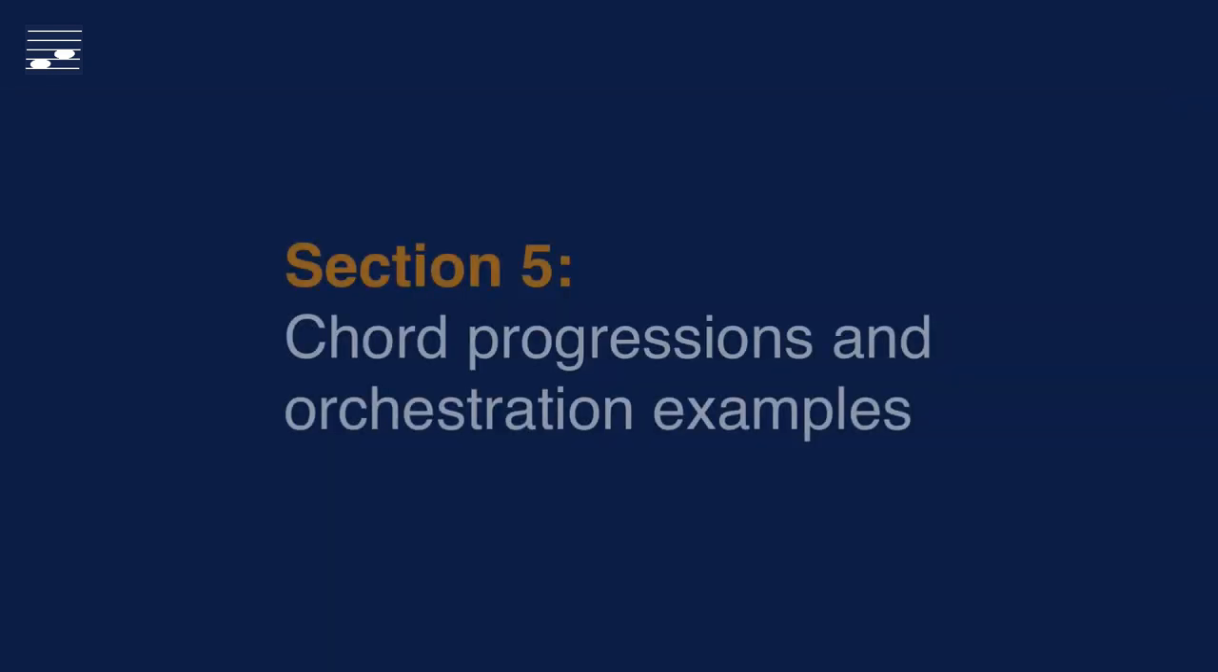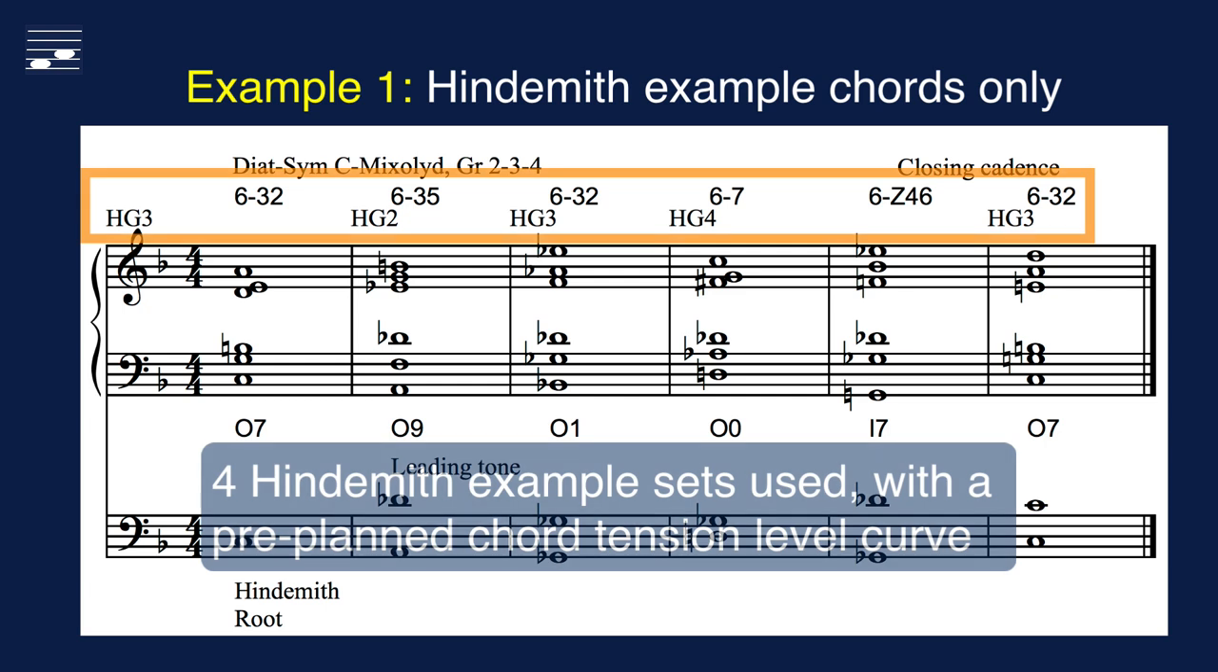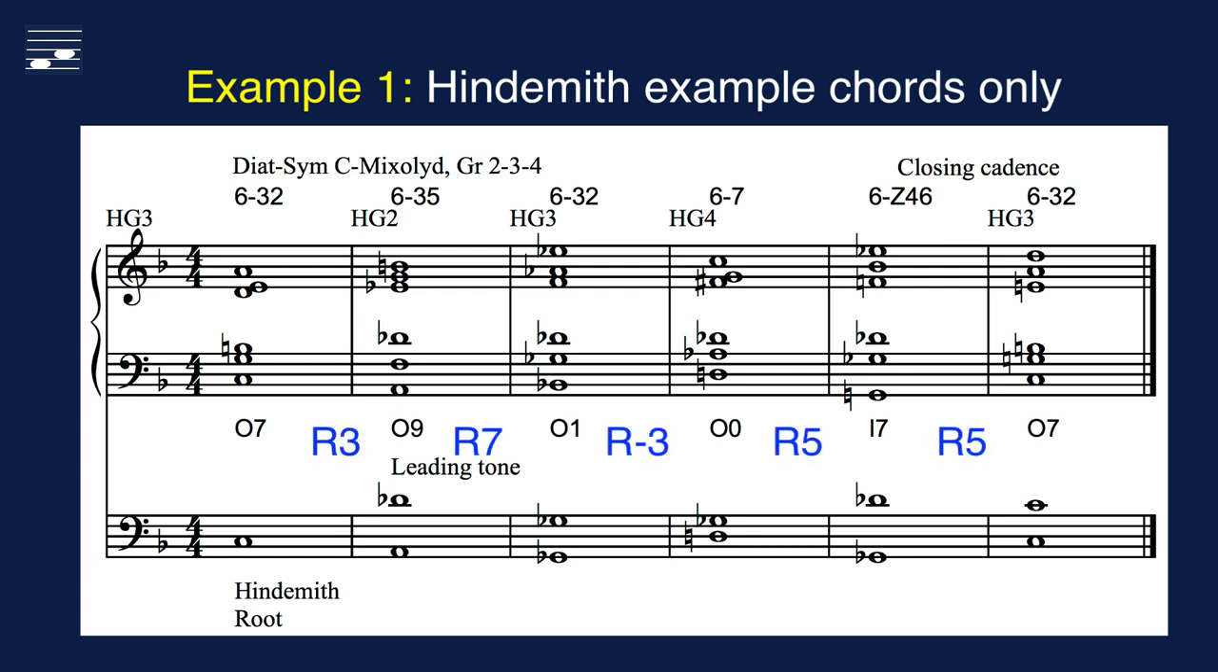I'll present two short compositions that are based on chord progressions with six element pitch class sets in the diatonic symmetric harmony system. Example 1 uses the four Hindemith example chords in a progression in C Mixolydian mode. There's a pre-planned tension curve using sets from the Hindemith groups 2 to 4. The bass part consists of many positive root cycles and has cadential closing.